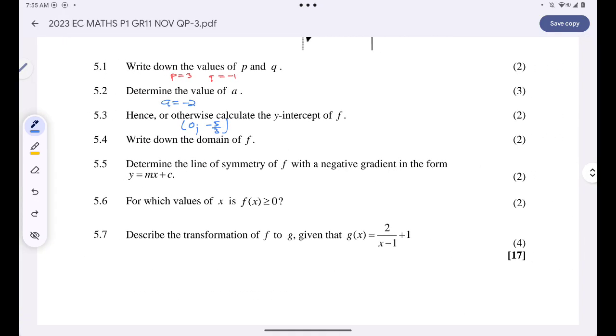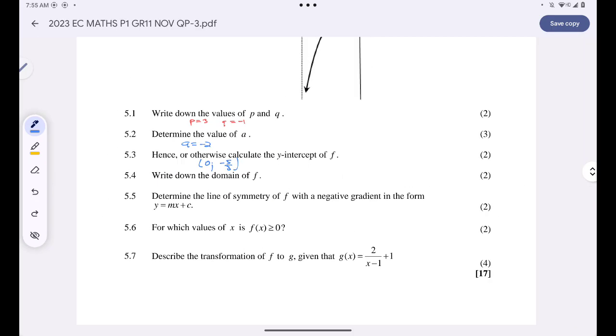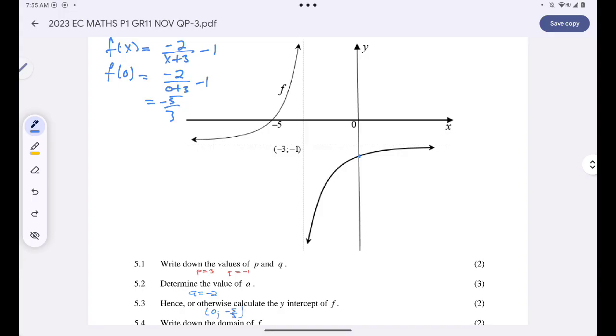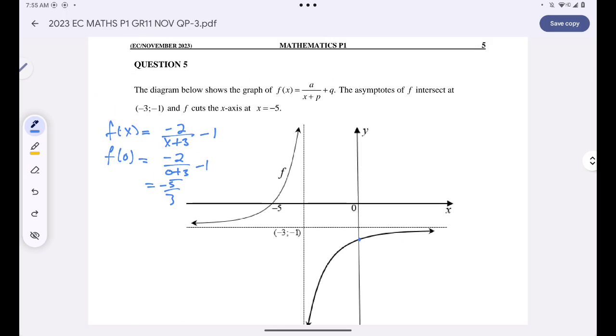Okay, then now I must write down the domain of f. The domain, I must check where is my graph real whenever I move horizontally. If you have a hyperbola function, please note that your domain is always x is an element of real numbers, but x cannot be equal to the value of p. Are you together? In this case, since we have a plus there, x cannot be equal to -p.